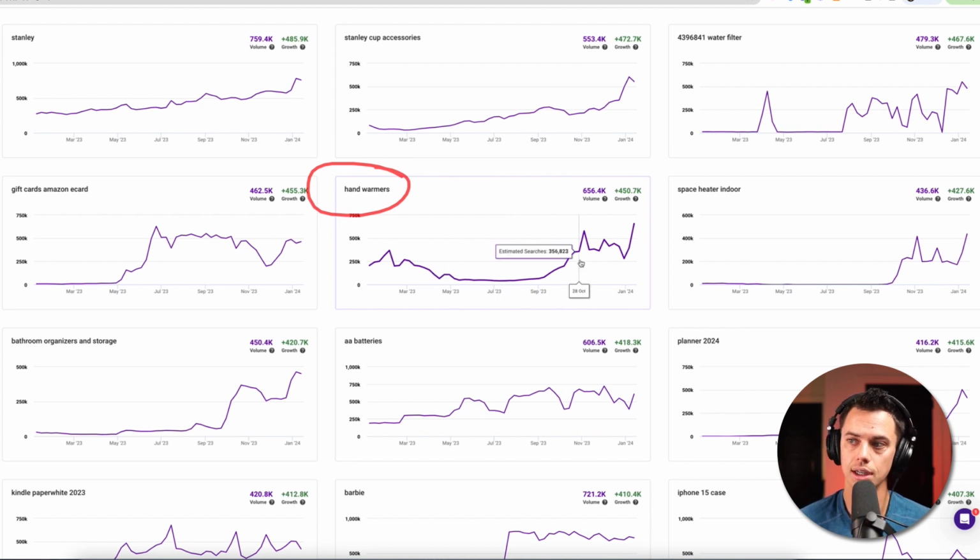But what we've seen is we can compare to 2023, and the searches are actually way up. Hand warmers peaked, at least again, in the last 12 months, I can't see November, December, but in the last 12 months, I can see it peaked February 4th, 2023 at 368,000.